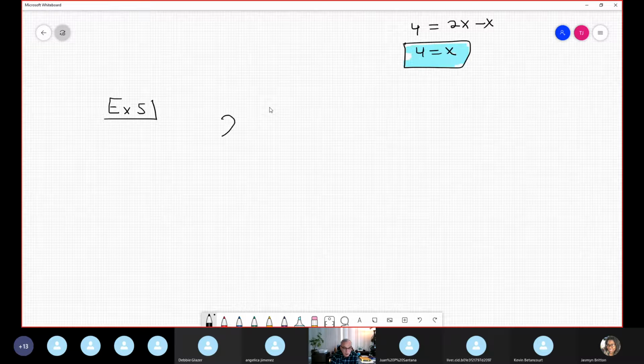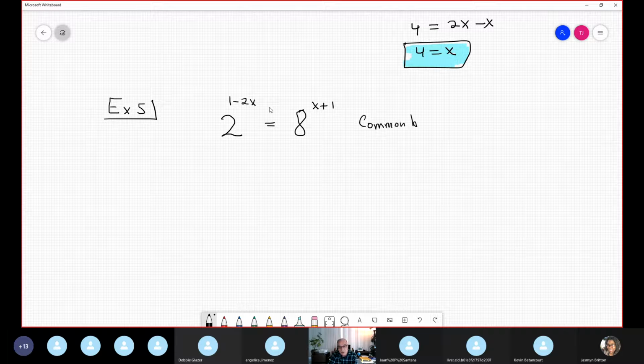Look, 2 is the base, raised to the exponent 1 minus 2x, is equal to 8, the new base on the right-hand side, raised to x plus 1. Okay, how do we solve that? I asked myself, what's the common base in this case? What do you think? Help me.